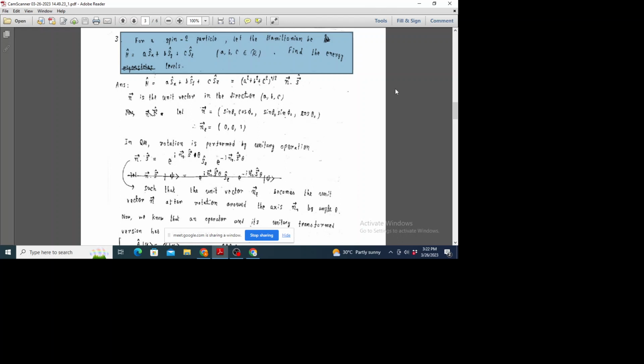This is the problem. For a spin-half particle, let the Hamiltonian be this. Given this Hamiltonian, you have to find the energy levels. The Hamiltonian is given as a linear combination of the spin angular momentum components: A Sx plus B Sy plus C Sz. A, B, C are real numbers, so that the Hamiltonian is Hermitian. Given this Hamiltonian, find the energy levels.